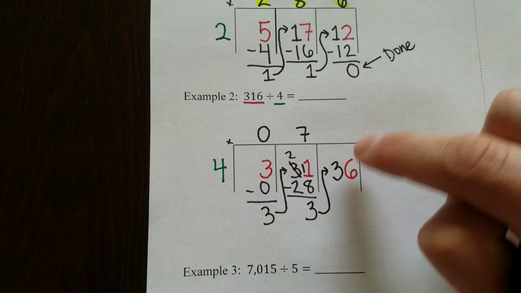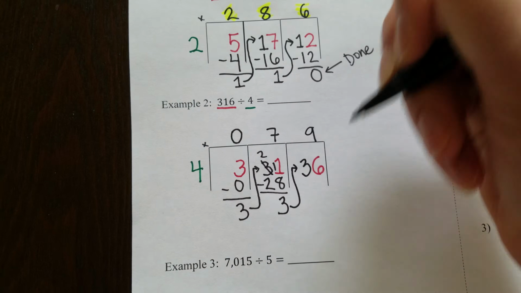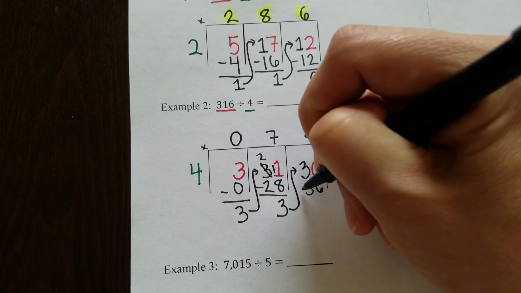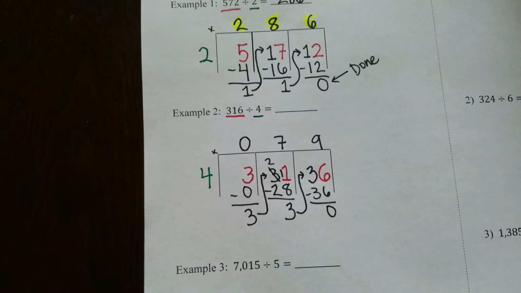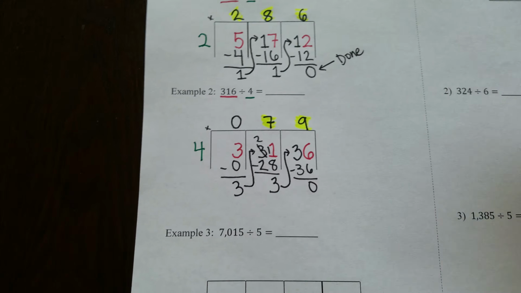So now we're doing 4 times what is 36. And if we use our chart, that's 9. 9 times 4 is 36, and therefore we'll get 0 here. And our answer will be 79.